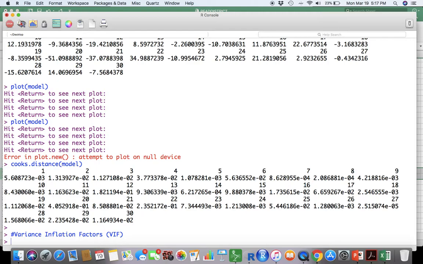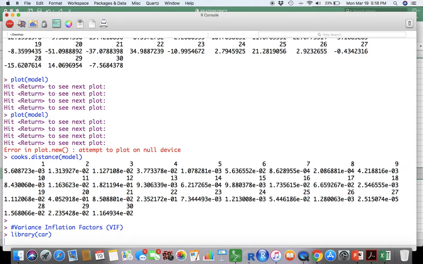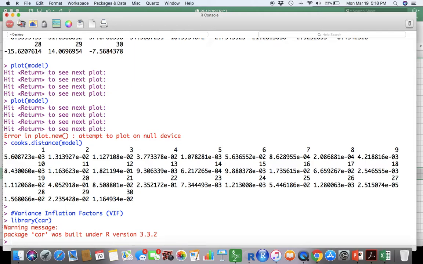A high variance inflation factor just tells me that I have two variables that are highly correlated, and therefore I should consider eliminating one of them because the source of information in the two is virtually identical, or highly correlated. Turns out to run VIF, you have to install the car package. I'm pretty sure I've already done that here, so I'm just going to access the library. Okay, warning, so we'll see what happens.